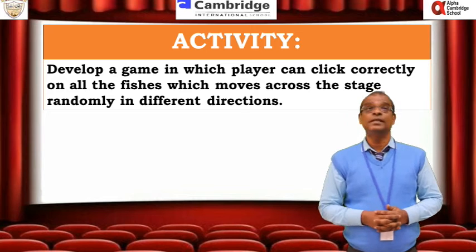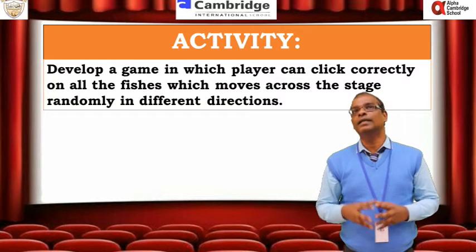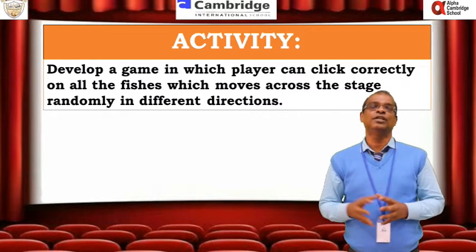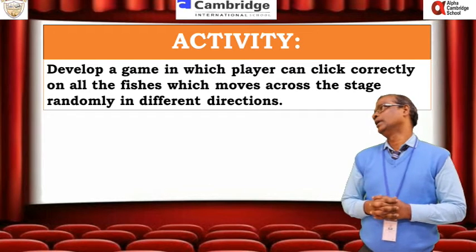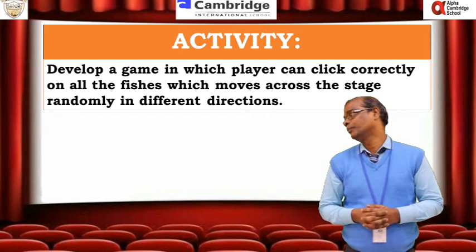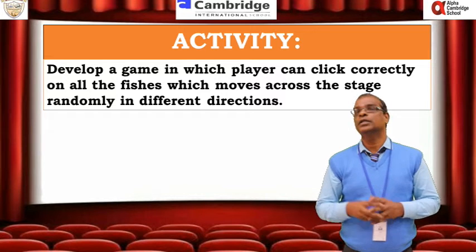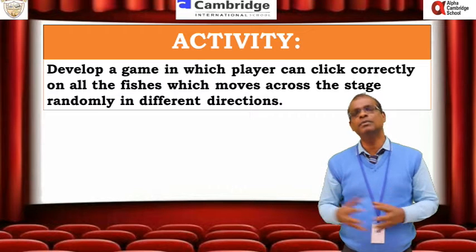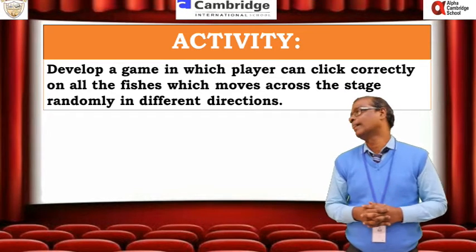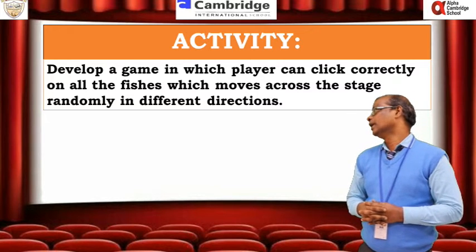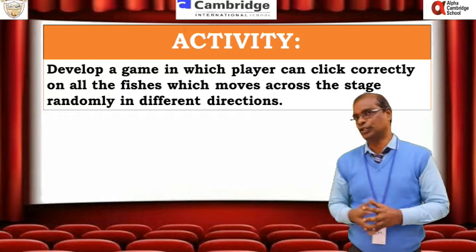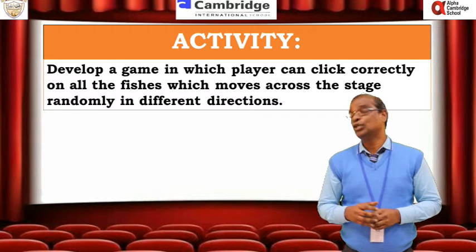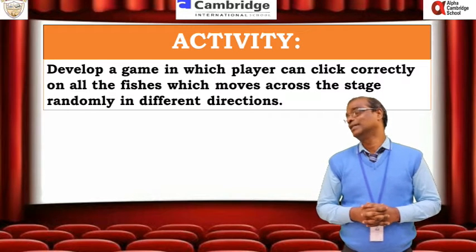What is the activity here? Develop a game in which a player can click correctly on all the fishes which move across the stage randomly in different directions. That means, consider you are a player or you are the cat. In this stage, assume 3 fishes, maybe 4 or 5 fishes, but in our example program, we are going to work with only 3 fishes. These 3 fishes are moving randomly in different directions. But you must correctly click the mouse button on each and every fish. That is our aim.